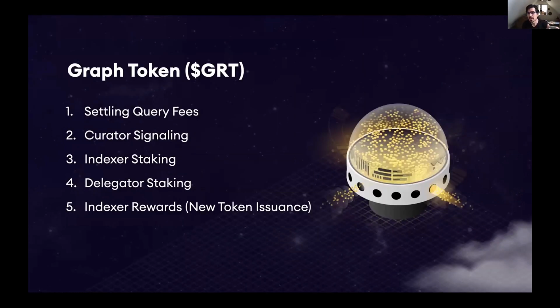The graph does have a native token. Its ticker symbol will be GRT, and it's used for a host of functions within the protocol. I already mentioned settling query fees. It's also used for curator signaling, which we'll talk about in a second. This is what you'll be doing in the testnet. It's used for indexer staking. It's used for delegator staking, which will be familiar concepts to many of you. And we use it for indexer rewards as well, which is one of the benefits of having our own native token, is that we can reward activities through new issuance, which is kind of a unique power of a protocol having a native token.